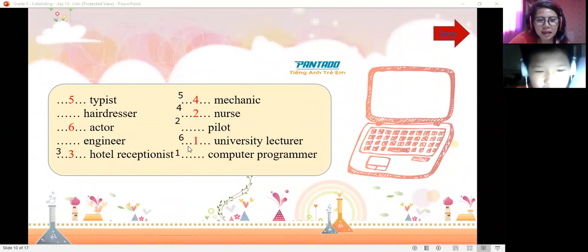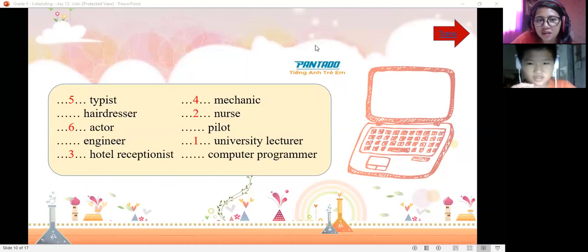Number one is university lecturer. Number two is nurse. Number three is hotel receptionist. Number four is mechanic. Number five is typist. And number six is actor. You only get one correct, and you only get five mistakes. Okay, better luck next time, Dang, okay? I hope that in our next lesson, you will listen carefully. Because I want you to improve your listening skills.